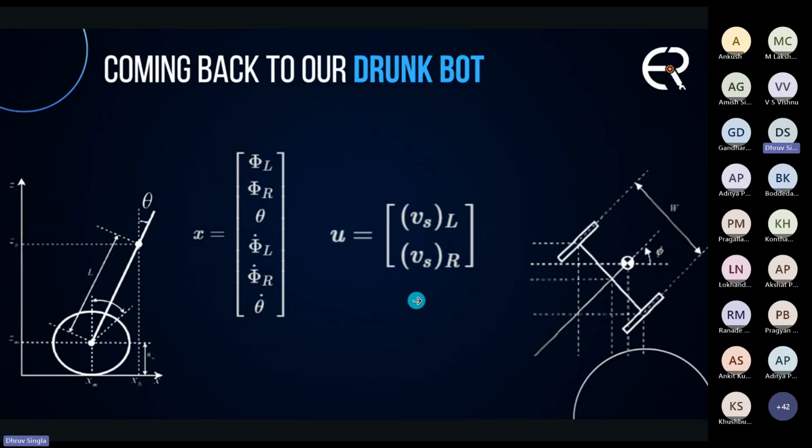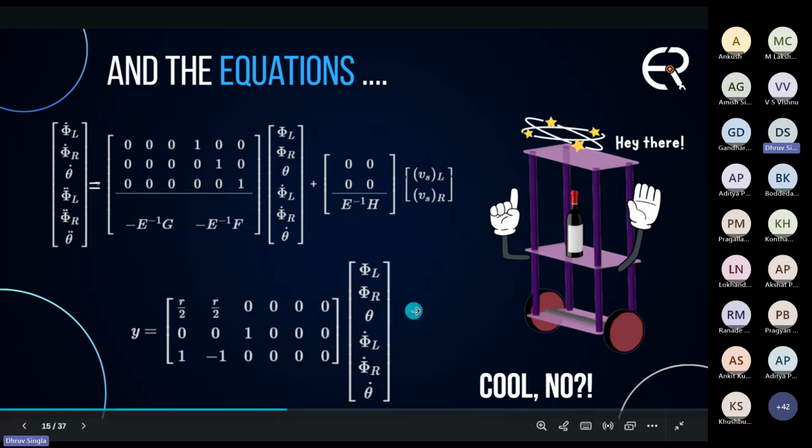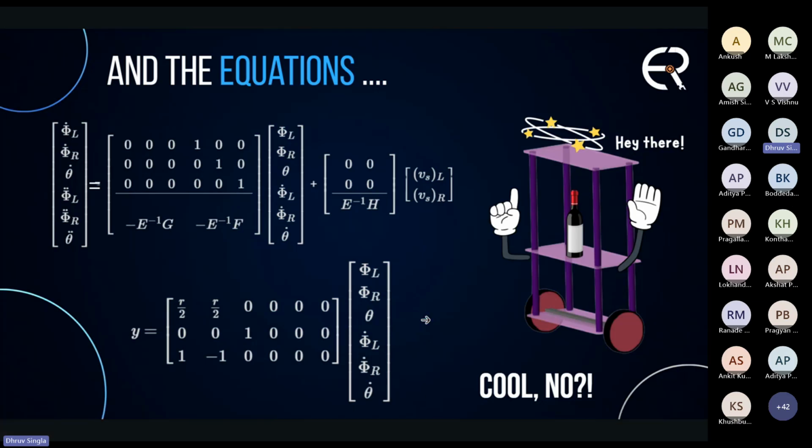For the input of the system, we have VSL and VSR. These are the voltages supplied to the DC motors controlling the two wheels: VSL is the voltage supplied to the DC motor of the left wheel, and VSR is the voltage supplied to the DC motor of the right wheel. If we perform a similar analysis to the one on the inverted pendulum, we get the equations we want: x dot equals Ax plus Bu, and similarly y equals Cx plus Du. However, the D term is 0, which means the input doesn't directly control the output of the system. I have written the y term here.